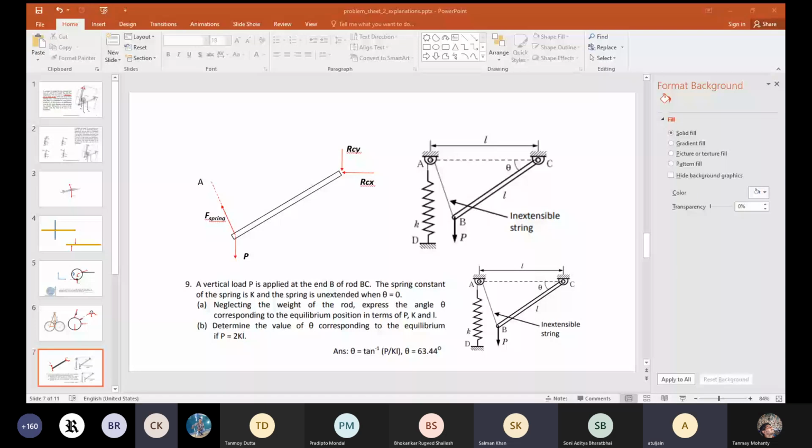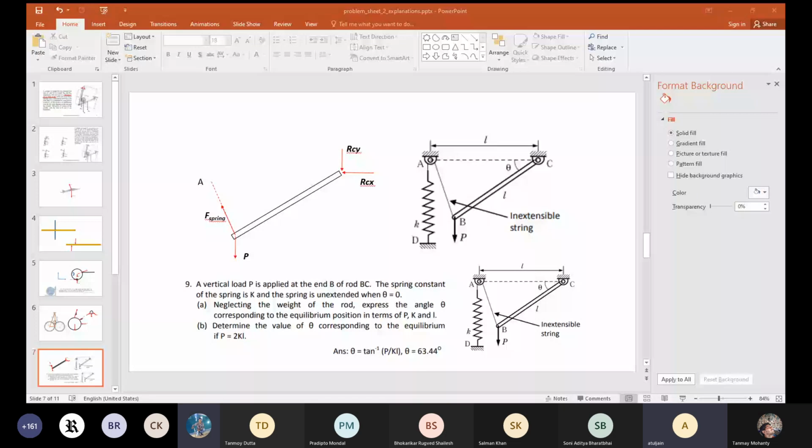If we take moment about C, I think the two-force member equation you should get is P into L cos theta minus F spring into L cos theta by 2 is equal to 0. Yes, sir, got it. Then I got the answer: tan theta is Pk by L.